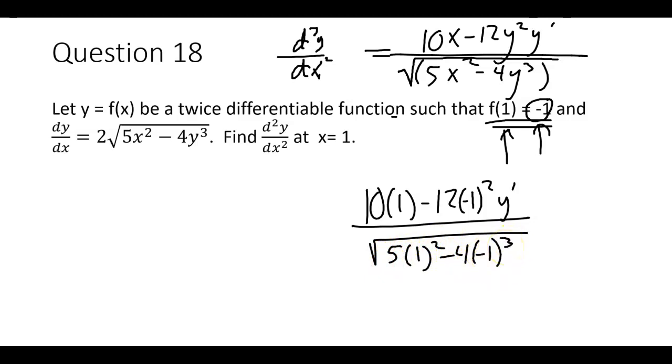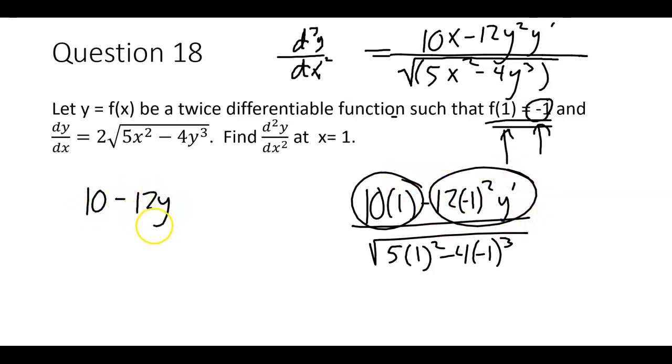All right, let's simplify this a little bit. We have 10 minus 12y prime over 5 plus 4 is 9, the square root of 9, and that's just 3, so I'm just going to put that there, save myself a little writing. So there's that.